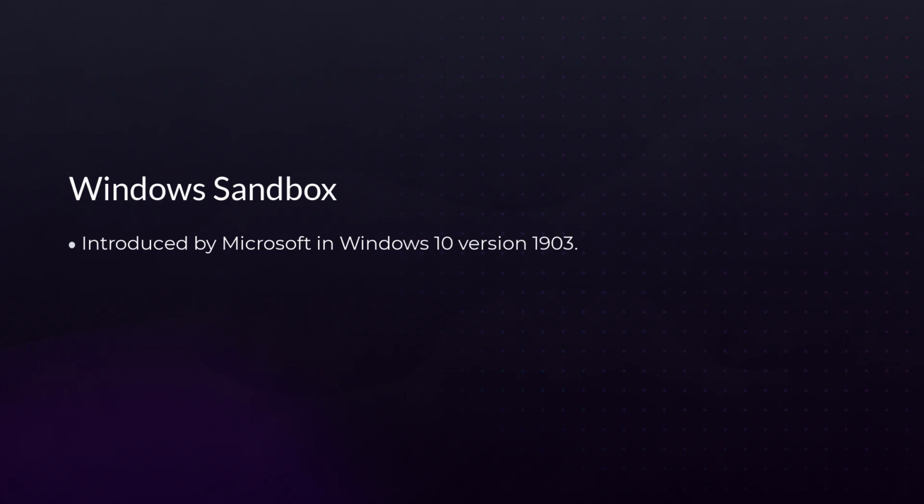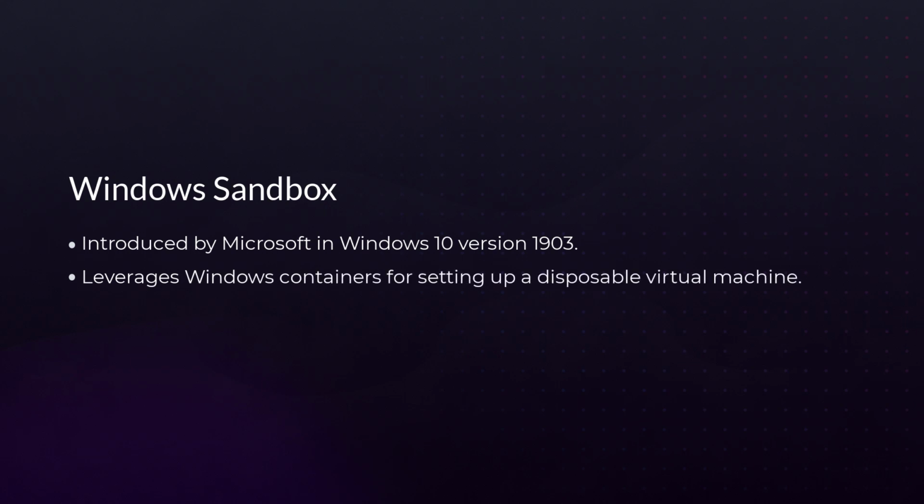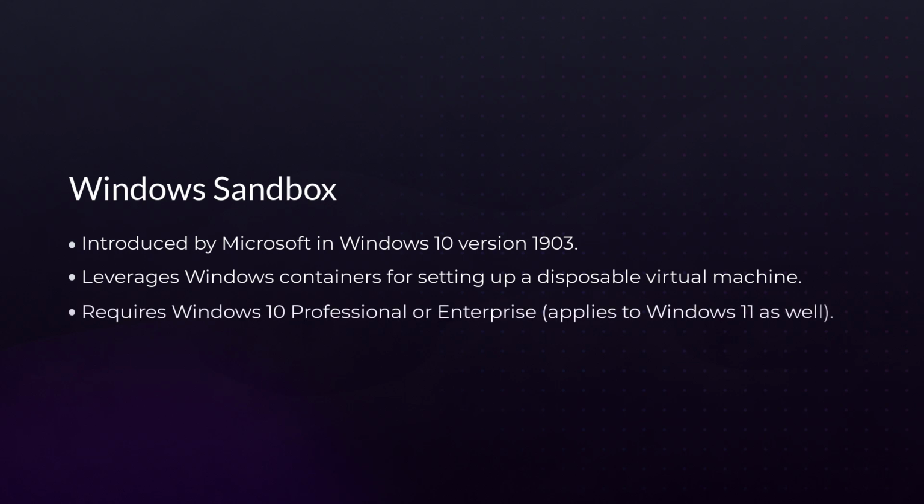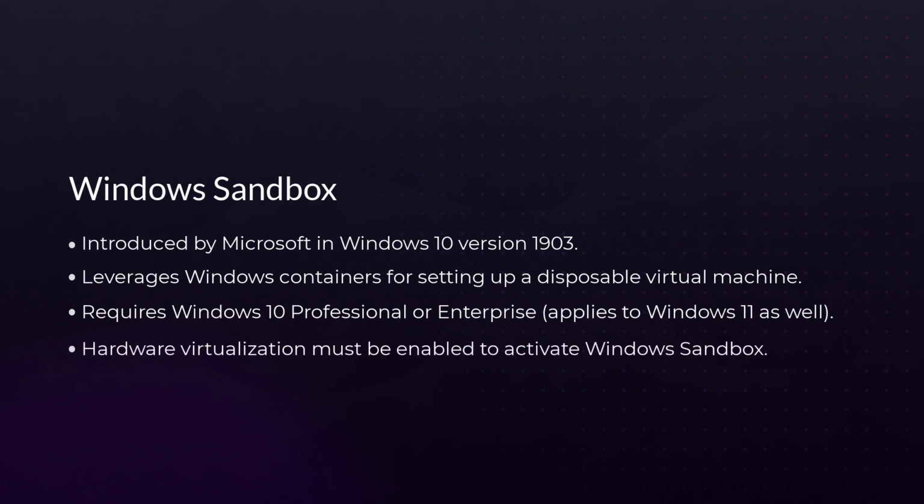Windows Sandbox is a feature introduced by Microsoft in Windows 10 version 1903 that leverages Windows containers to quickly and easily set up a disposable virtual machine for safely testing unknown executables and other purposes. To enable Windows Sandbox, you need at least Windows 10 Professional or Enterprise, and the same applies to Windows 11. You need the Professional or Enterprise edition, and hardware virtualization must be enabled.